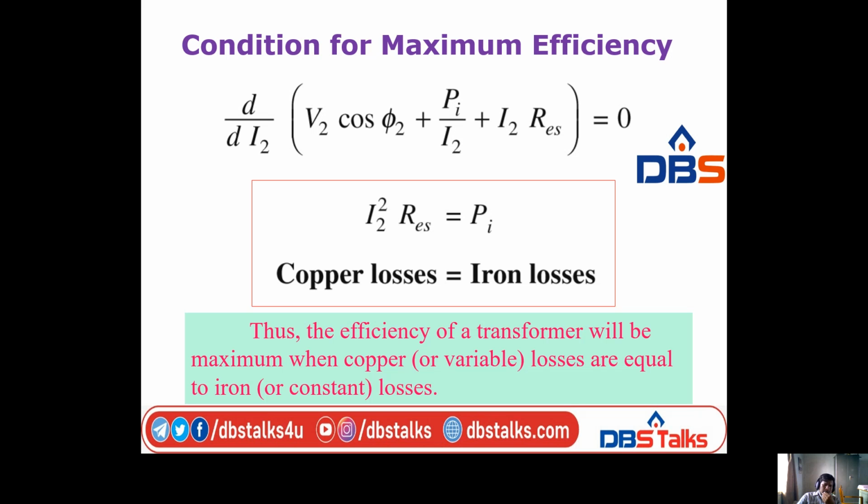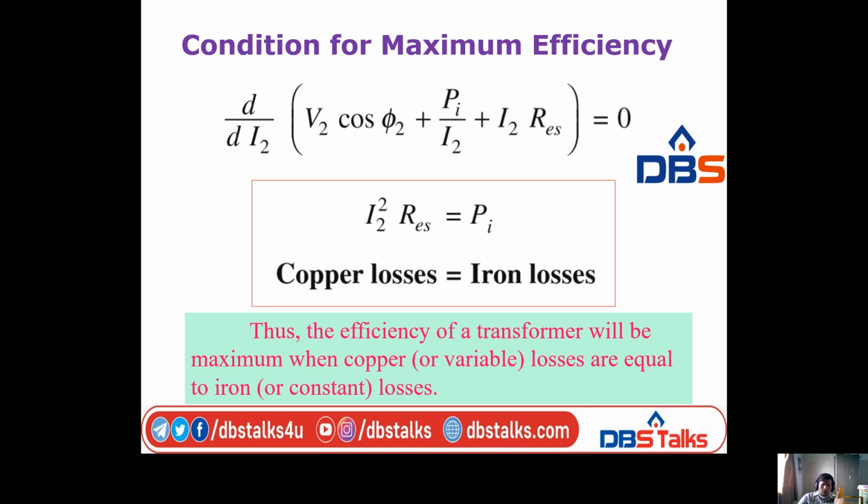That means I2 square R02 is the copper loss occurring in the secondary winding, and Pi is the iron loss. So the condition for maximum efficiency is copper losses equal to iron losses, or otherwise variable losses equal to constant losses. That means you can substitute iron losses in place of copper losses. Generally, A equal to B means put the B value in place of A. Similarly, copper losses equal to iron losses means replace the copper losses with the iron losses in the efficiency equation, so that we get the maximum efficiency equation.